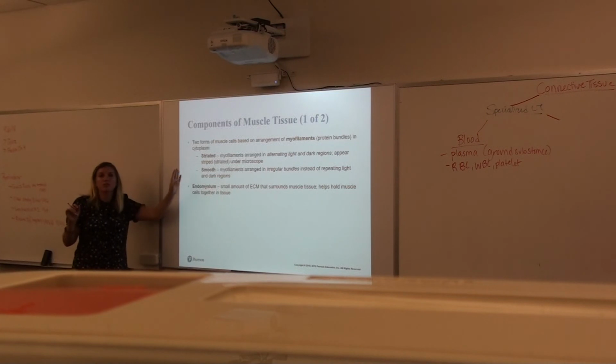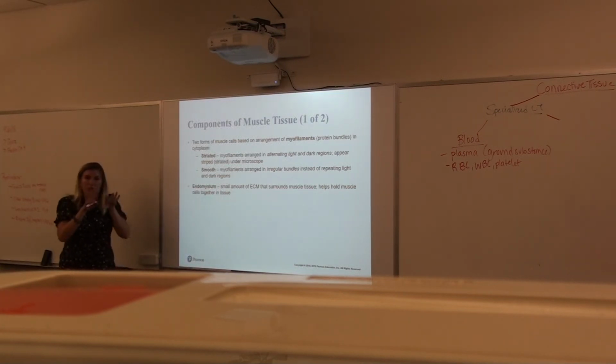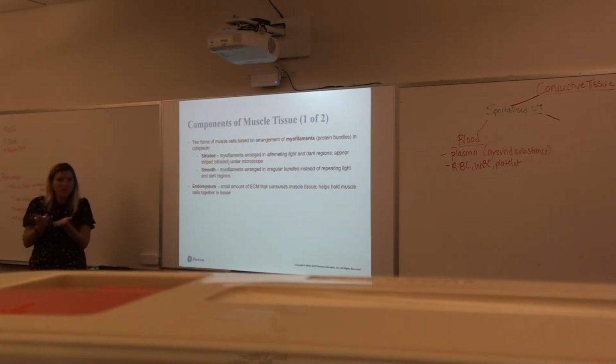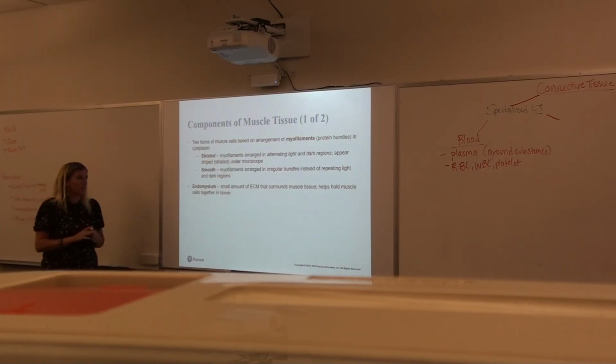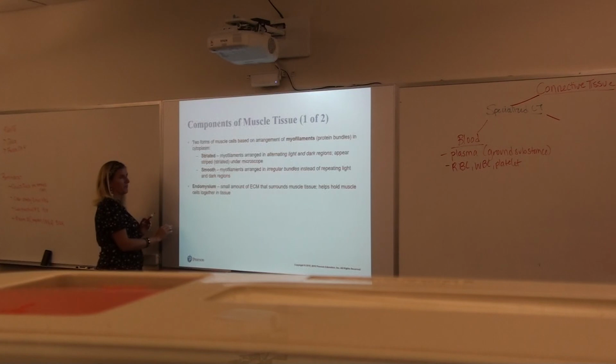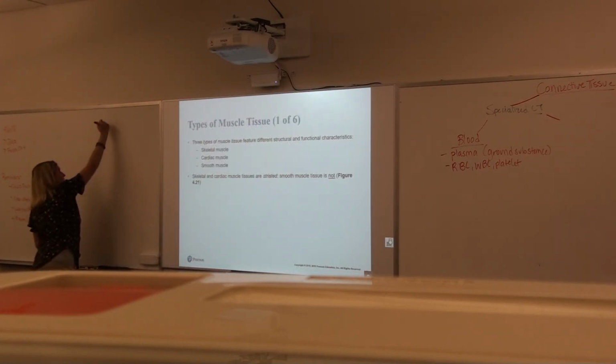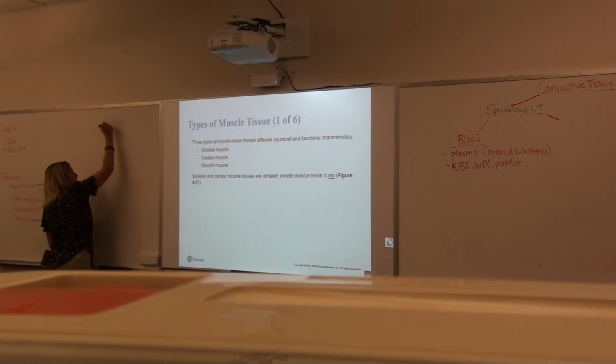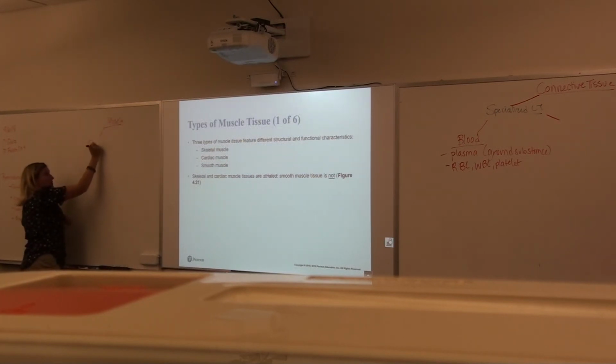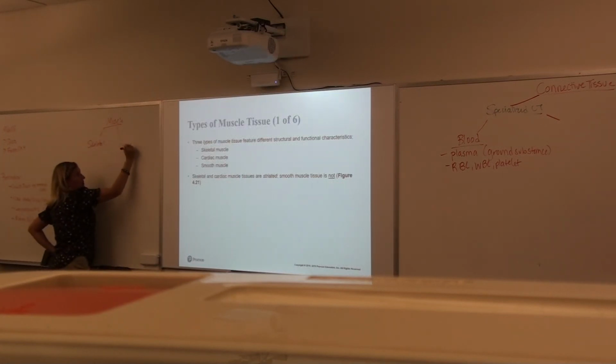So our muscle cells can either be striped or smooth in appearance. And it's all surrounded by something called an endomysium, which is kind of like that perichondrium and periosteum, a nice little blanket that goes around the outside of the cell. So it helps hold everything together. So there are 3 types of muscle tissue. We have skeletal, we have cardiac, and we have smooth.